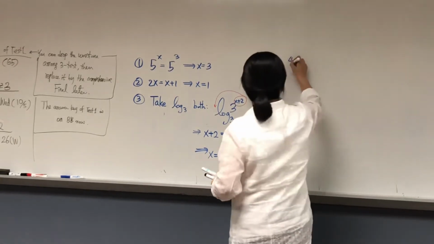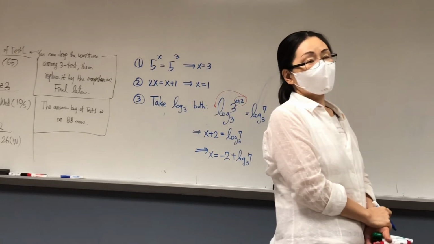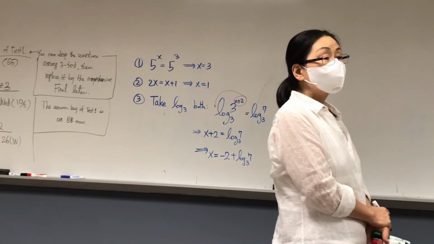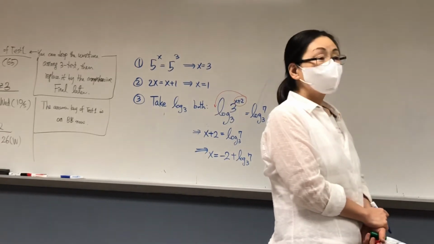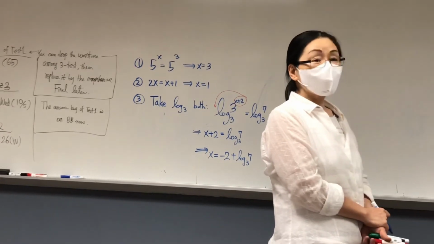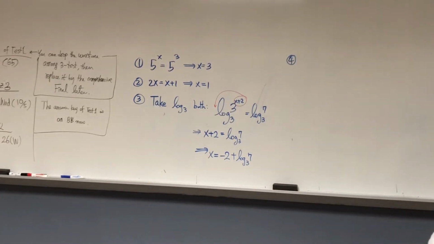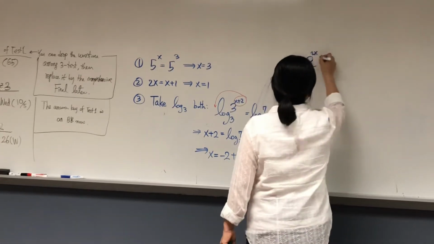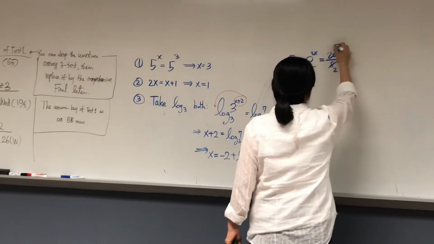How about number 4? What do you want to do first? Take the natural log of it? No, not yet, later. What do you want to do first? Oh, divide first. Divide by 8. So what? Am I right? And simplify. And so we have.